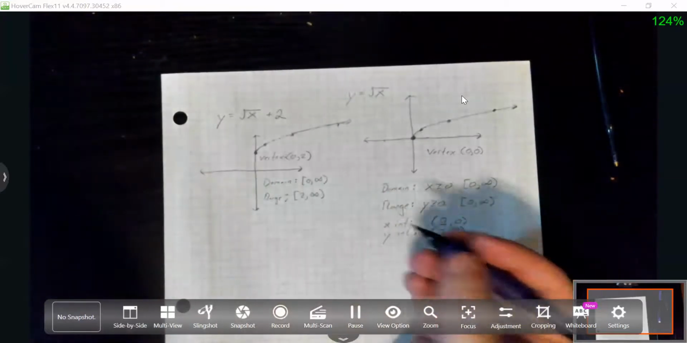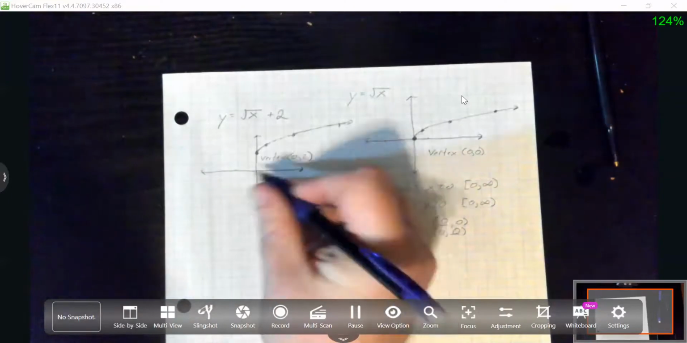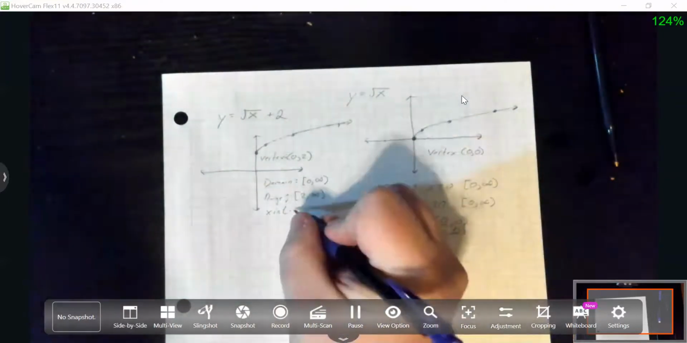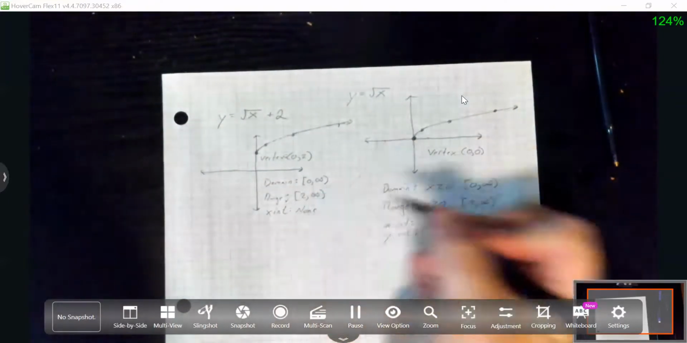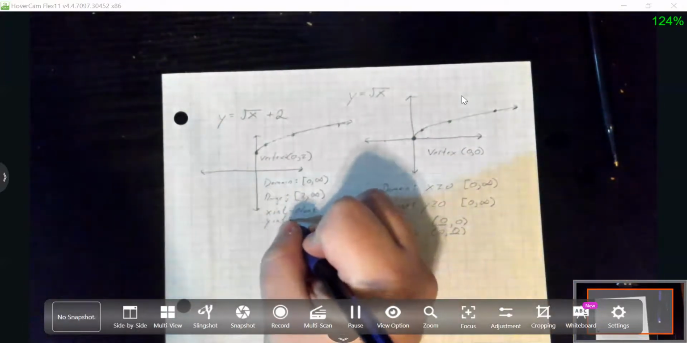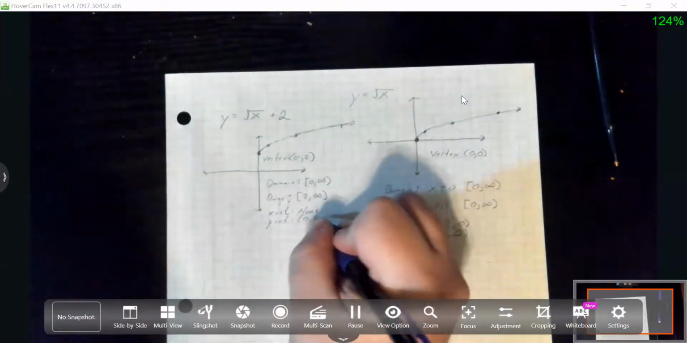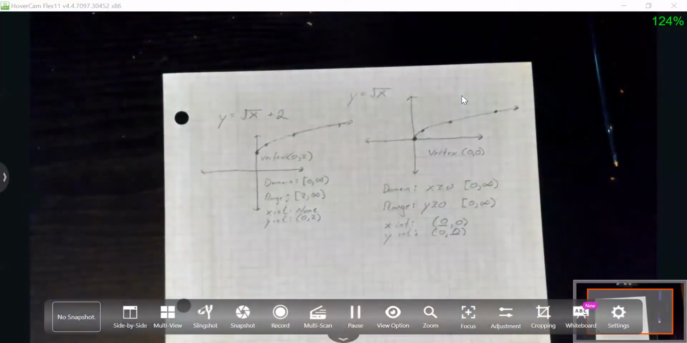X and y intercepts are now different. My x-intercept, well, look at that. It never touches the x-axis. There is none. My y-intercept is touching right there at 2, so my y-intercept is (0, 2). So that gave us all the information we need for that one.